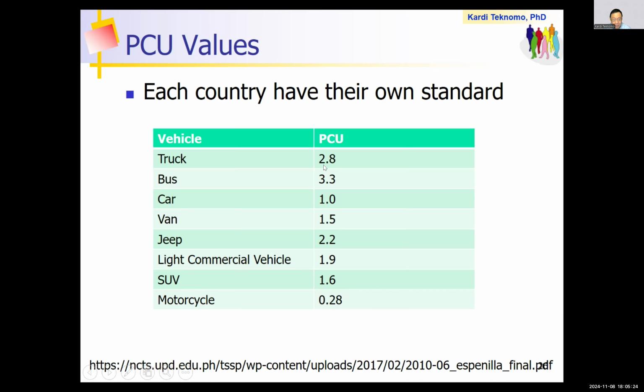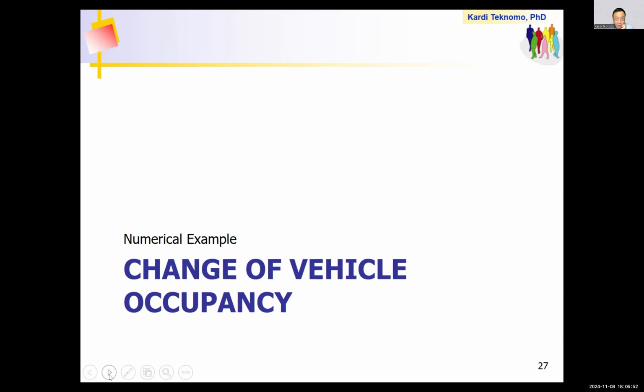Trucks are about 3. The bus is also about 3. A car, of course, is 1 because this is the standard. A van is probably 1.5 of the car. A jeep is about 2.2 times the car. The same goes for others, about 1.5 to 2 times the car. And a motorcycle is about 1/4 of the car. So with those values, we can start to compute.